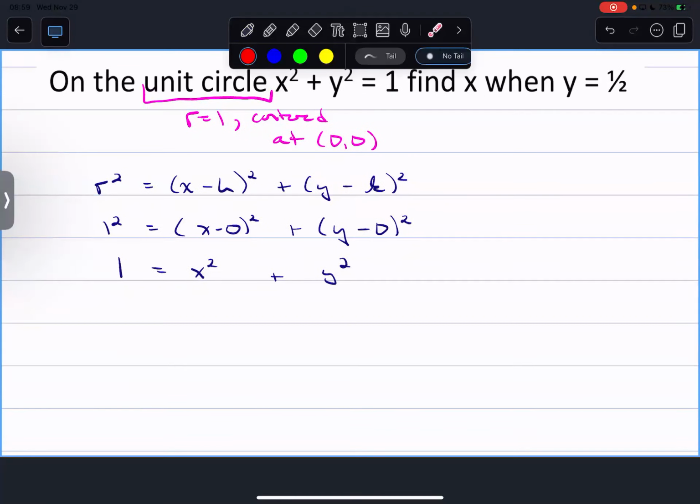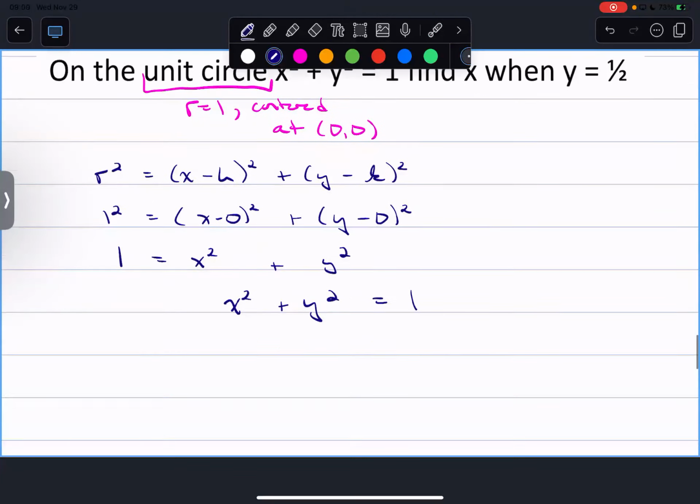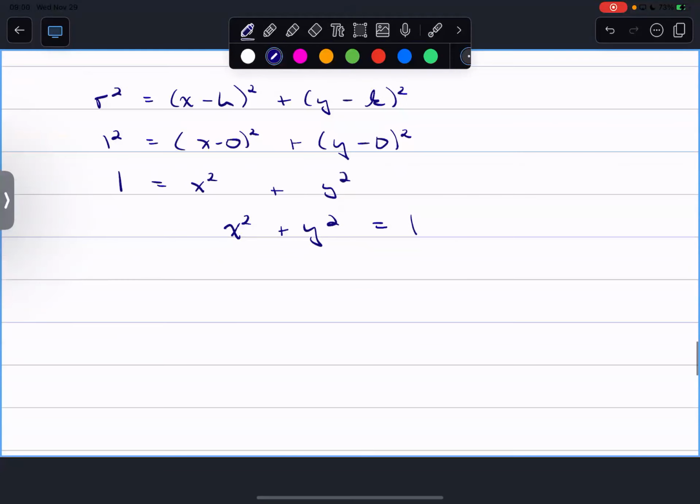So we want, and I'm going to rewrite just like they have it, x squared plus y squared is 1. And we're going to let y be 1/2. So x squared plus 1/2 squared, plus.